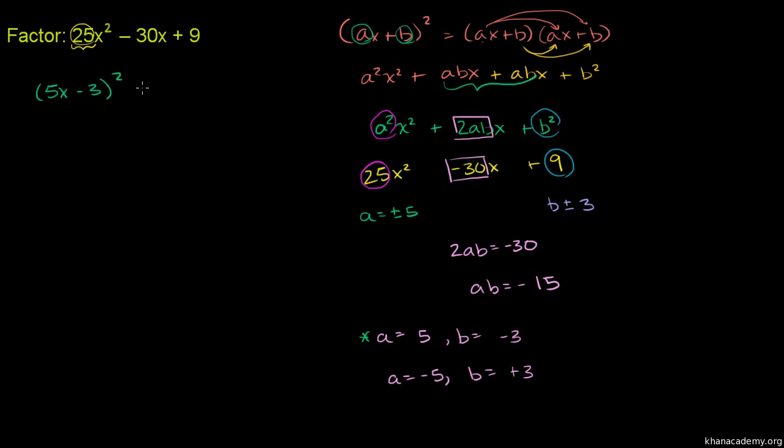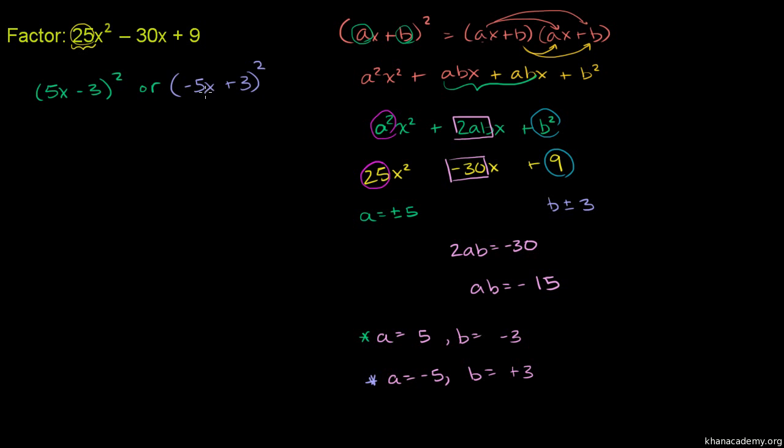Or we could switch the signs on the two terms. a could be negative 5 and b could be positive 3, or it could be (negative 5x plus 3) squared. So either of these are possible ways to factor this out. And you'd say, wait, how does this work out? How can both of these multiply to the same thing?